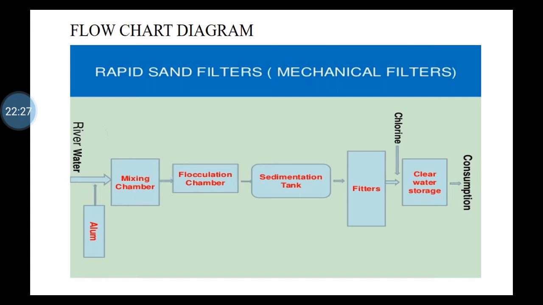And after that there is a separate storage tank of clear water, from which the water is supplied to the community. So to the towns, to the villages, whatever the water is supplied, that is through these storage tanks in which the clear water is stored. So that is about the flow chart diagram.